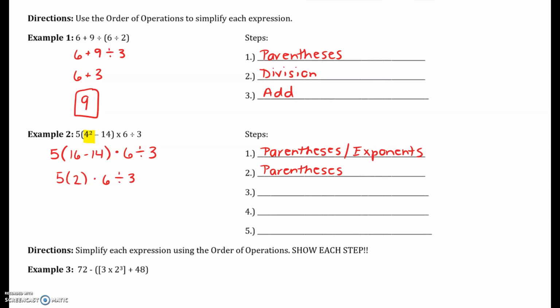Now we have to multiply and divide from left to right in order. So I notice 5 times 2 is the first multiplication problem that I come across. So I will multiply 5 times 2 first. And then as I continue across, I see a second multiplication problem. 10 times 6 is 60. And last, I have a division sign to get my final answer, which in this case would be 20.